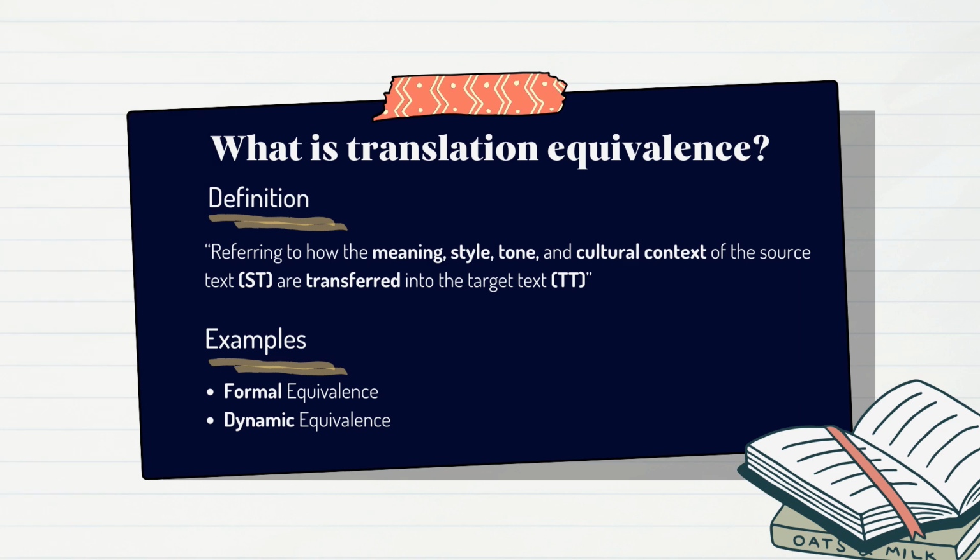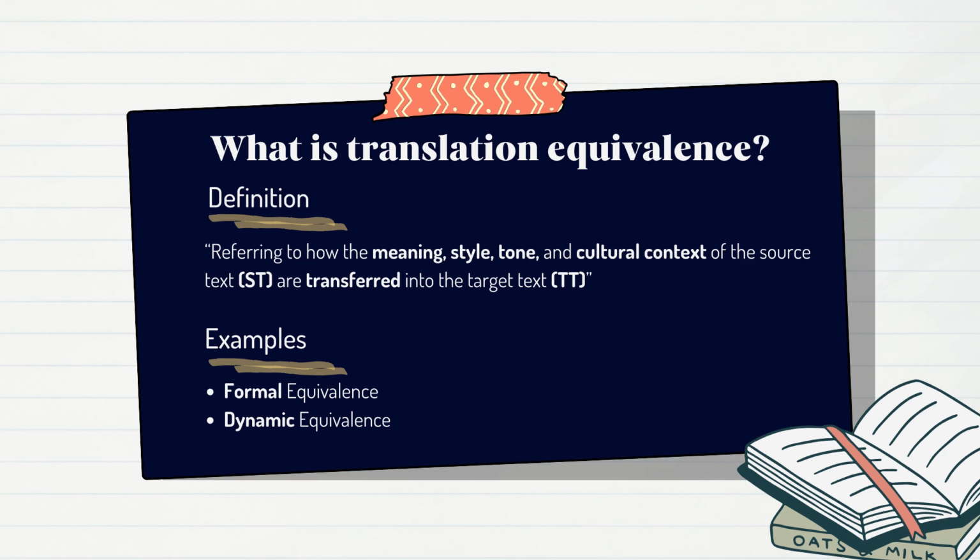What is translation equivalence? It can be defined as how the source text's meaning, style, tone, and cultural context are transferred into the target text. For example, I go home can be translated as Aku pulang ke rumah in Bahasa Indonesia.